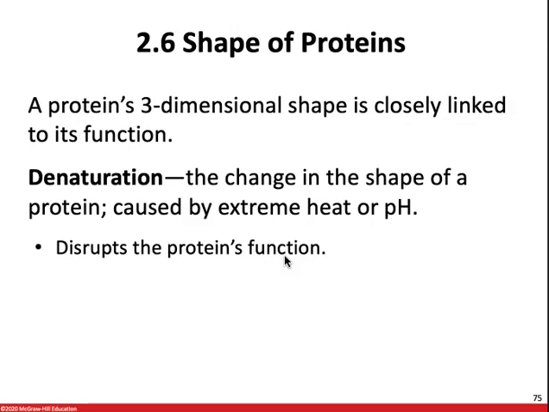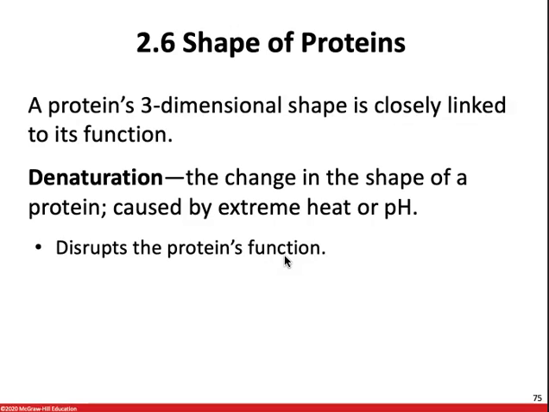The last thing that we really want to talk about when we're talking about proteins is the shape and structure of proteins. A protein's 3-dimensional shape is very closely related to its function. A protein cannot function properly unless it's folded into a correct 3-dimensional shape. When a protein loses its correct shape, it's said to be denatured. Denaturation is the change of the shape of the protein. Usually this is caused by exposure to certain chemicals, a change in pH, or a very high temperature. All of these can disrupt the protein shape.